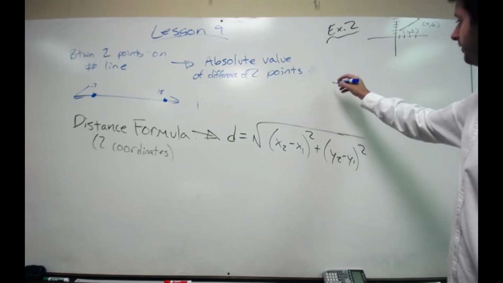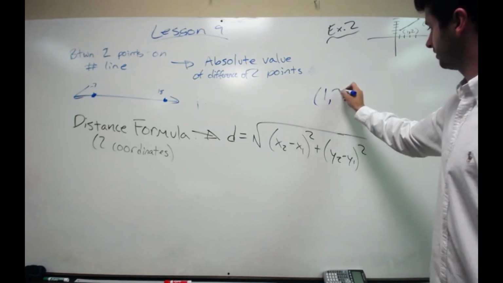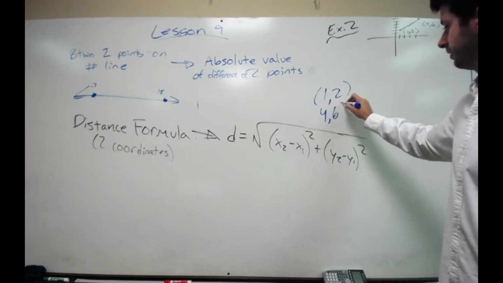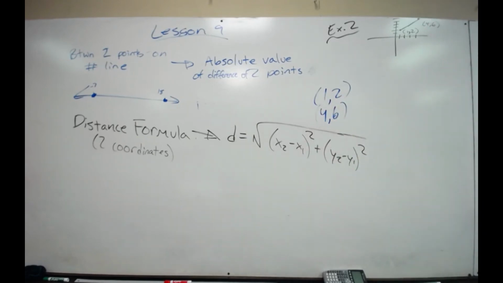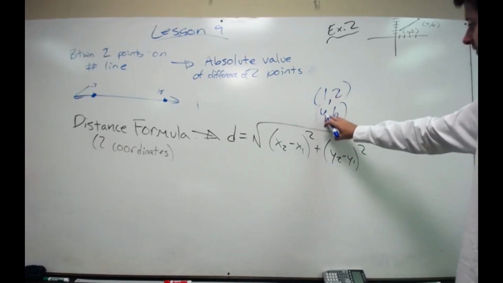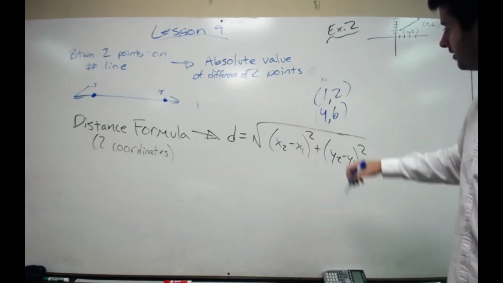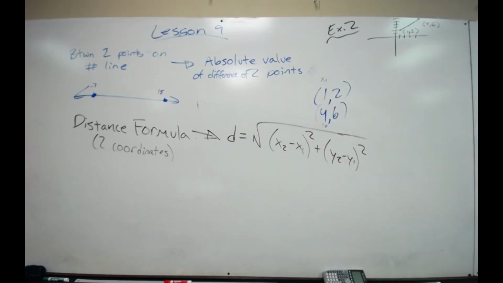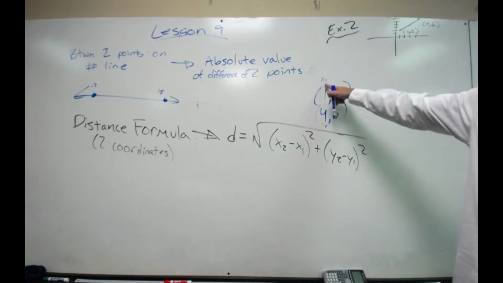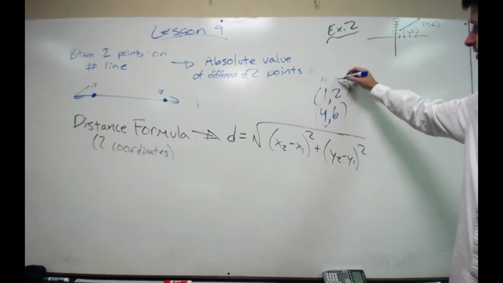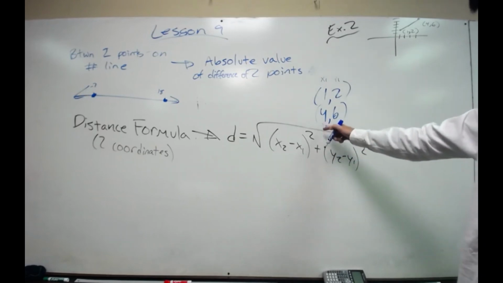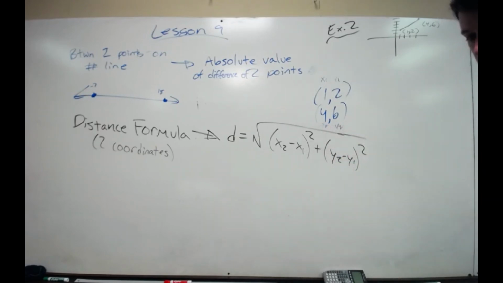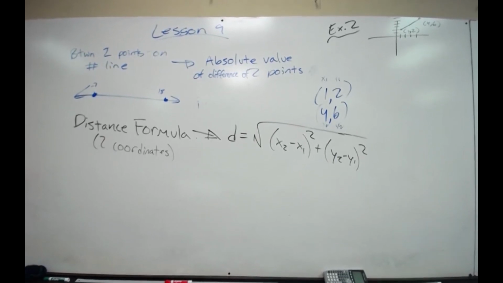So in example 2, we have 1, 2, and 4, 6. We have those two coordinates. Either one of these can be the x of 1. I'm going to go ahead and call this one the x of 1, therefore making this the x of 2. Now, where you have to make sure that you always get this part of the equation right is if this is the x of 1, then this has to be the y of 1. If this is the x of 2, then this has to be the y of 2. The coordinates have to correlate and correspond when they are plugged into the formula.